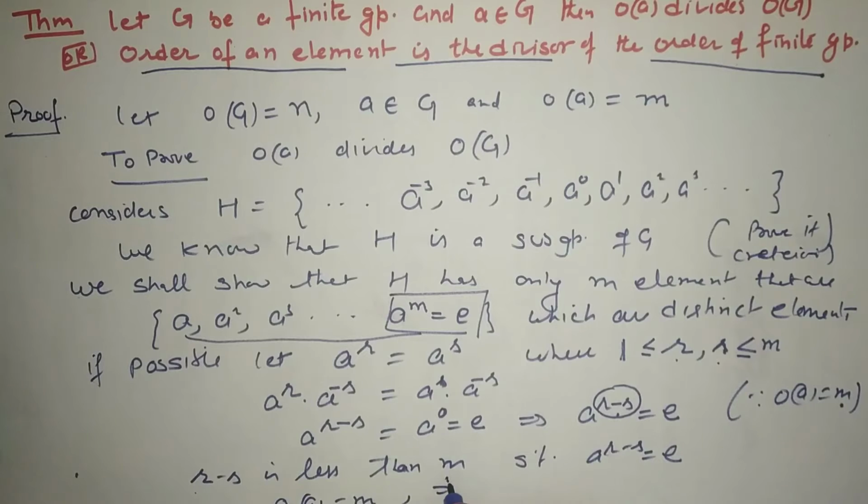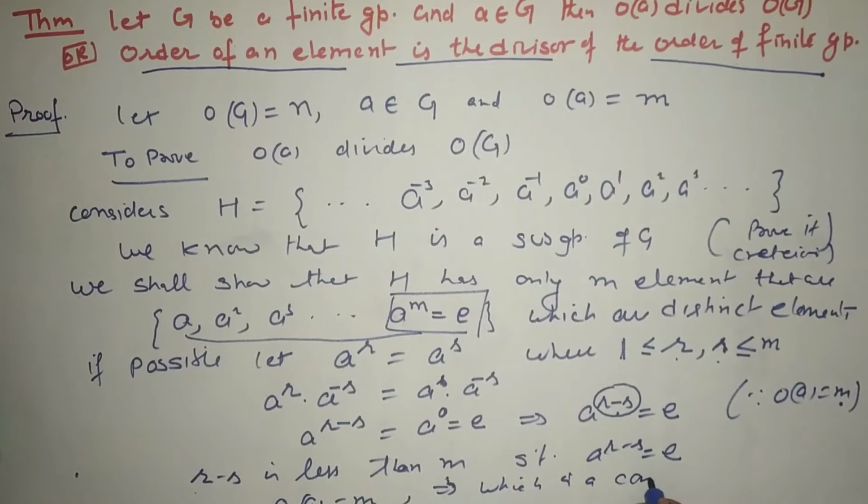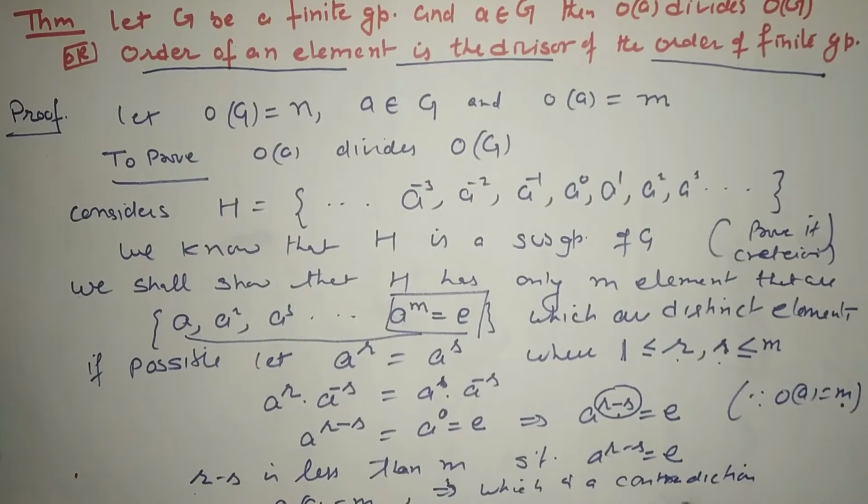So this is a contradiction to the definition of order, because order is the least number which makes this identity. Here we get a number which is less than m and making it identity.